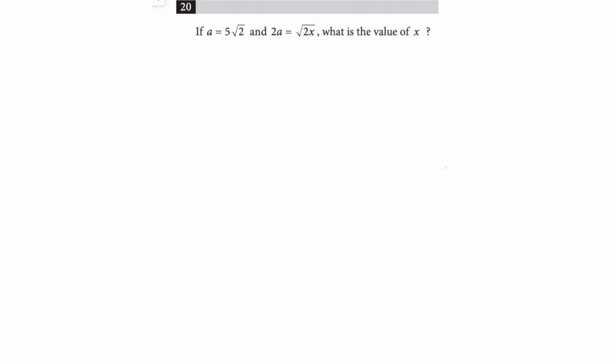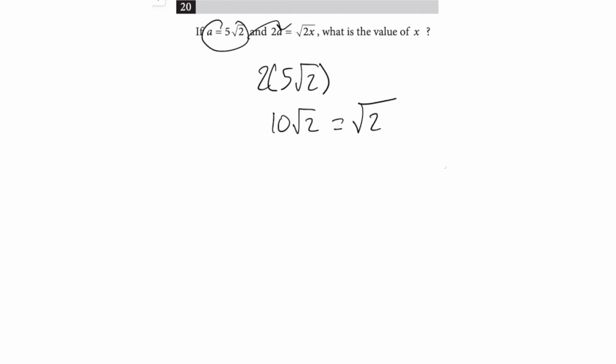Number 20, if a equals 5 radical 2 and 2a equals radical 2x, what is the value of x? Well, what I'm going to do is plug this in for this, so I get 2 times 5 radical 2. Well, that's just going to be 10 radical 2, and that equals radical 2x. So what I can do here is get this 10 inside of the radical.